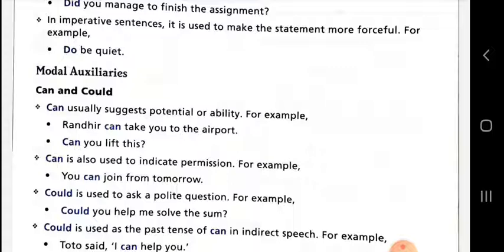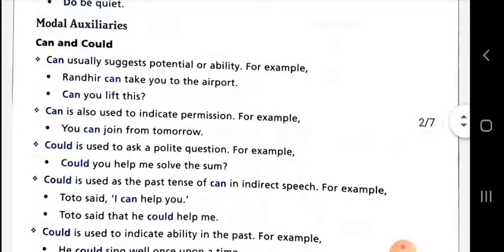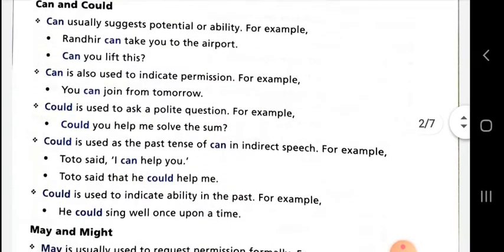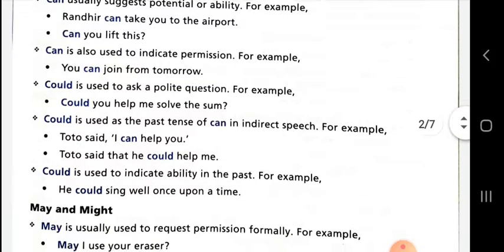Can you lift this? Can is also used to indicate permission. You can join from tomorrow. Could is used to ask a polite question. Could you help me solve the sum? Could is used as the past tense of can in indirect speech. Toto said, I can help you. Toto said that he could help me.